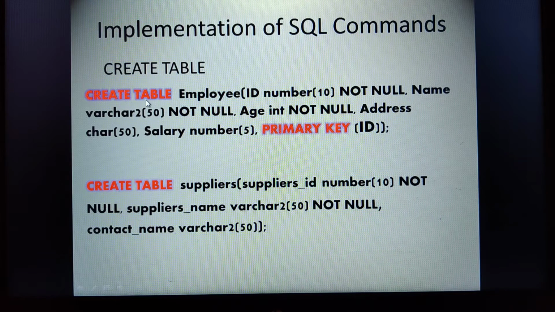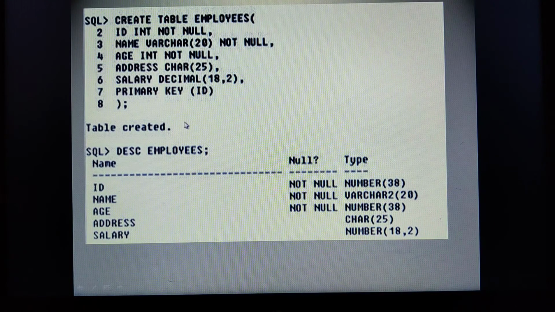Therefore create table, these are the keywords. Then we have one other example for suppliers. So create table suppliers followed by its column names: supplier ID with its data type, supplier name, and the contact name. So this is how you can create the table. But one thing you should remember is that these are identifiers. Then we shall move on to a different example here.